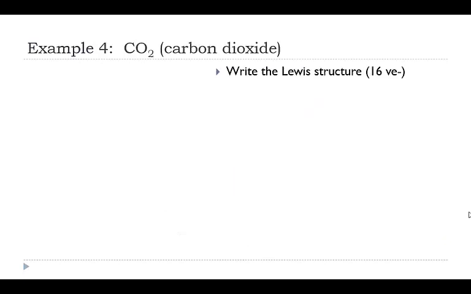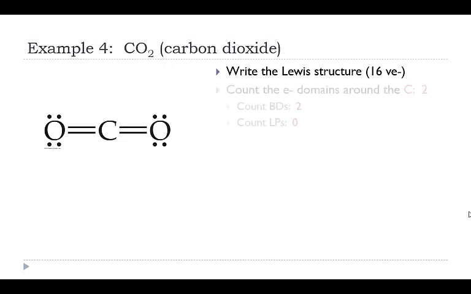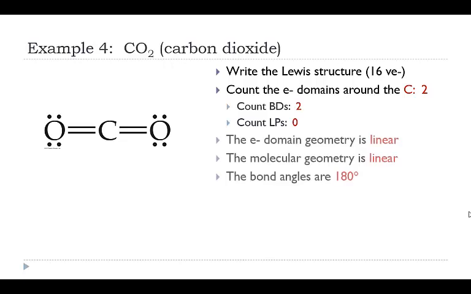Example 4, carbon dioxide. We write the Lewis structure. It has 16 valence electrons. There are 2 double bonds around the carbon, which means there are 2 bond domains and no lone pairs. The electron domain geometry is linear, as well as the molecular geometry, and the bond angles are 180 degrees.